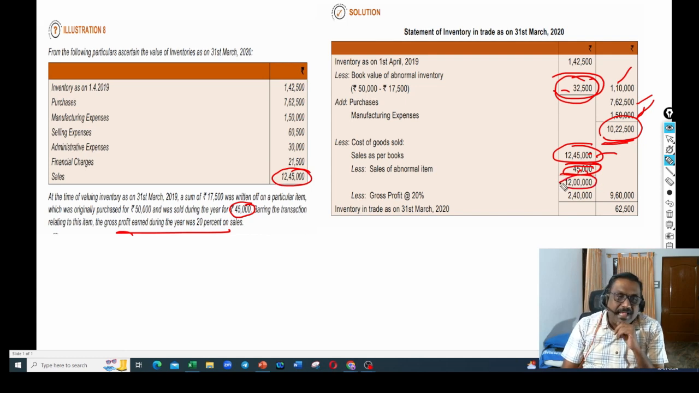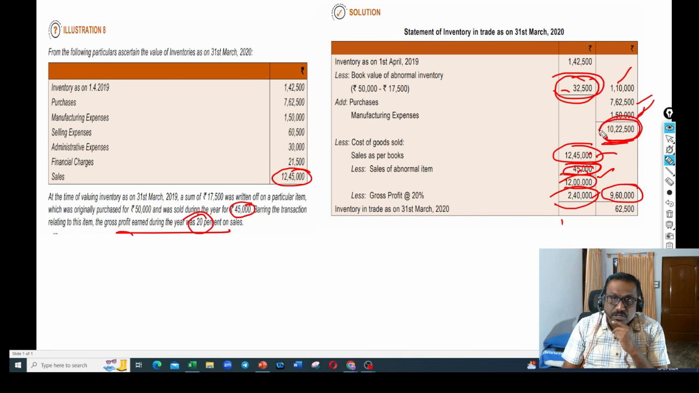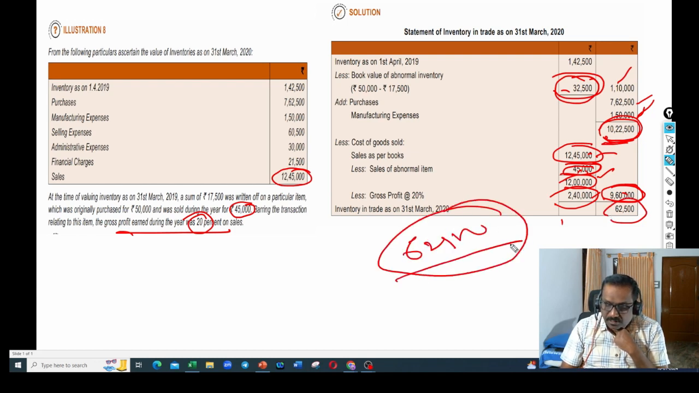In this 12 lakhs, what is the gross margin? They said 20%. So 12 lakhs into 20% is 2,40,000. So 12 lakhs minus 2,40,000 is equal to 9,60,000. So total cost 10,22,500 minus cost of goods sold 9,60,000, you get the closing inventory value as 62,500 as on 31st March 2020.